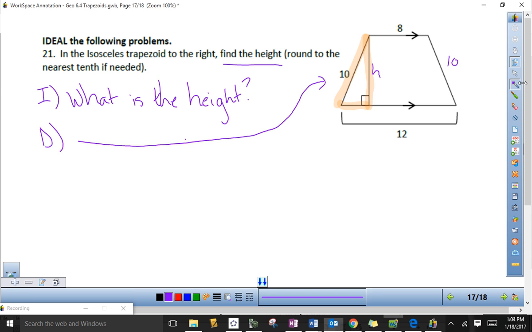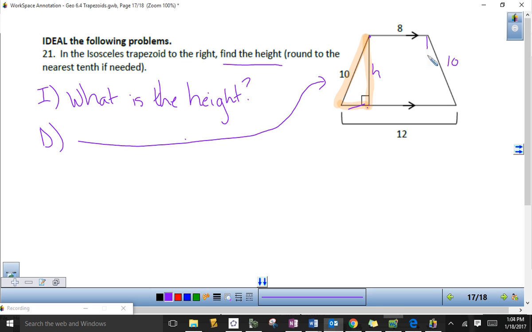Now, in order to solve for h, I want to concentrate on this right triangle here. But in order to find h, I need to know the other two side lengths. I've got the 10, but I need to find this distance here. If you remember from our parallelograms, we usually had two heights drawn in. Not only this one vertex to the side, but the other one as well. So go ahead and draw the other height in on the other side.